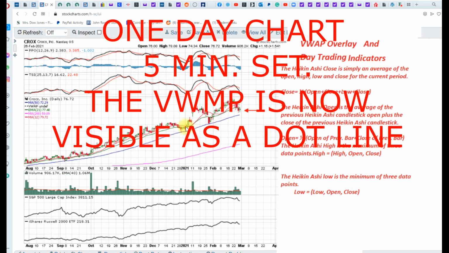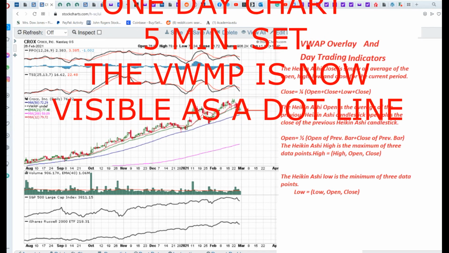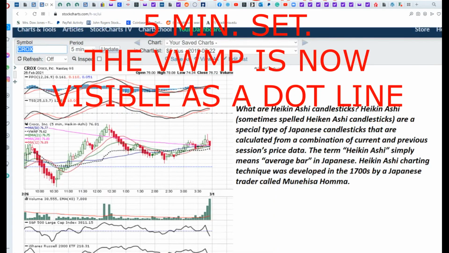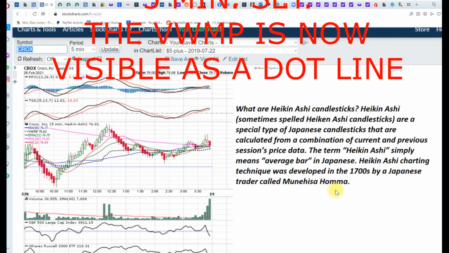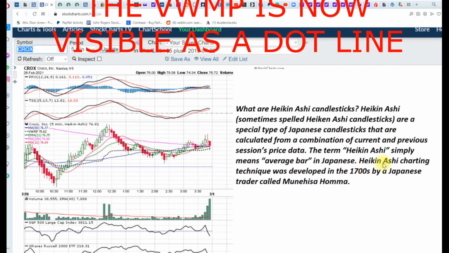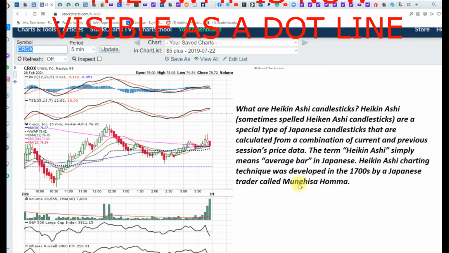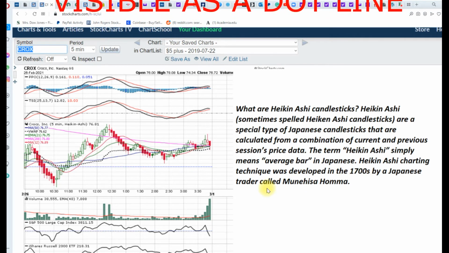This is the regular candlestick, and the other one, Heikin-Ashi, is this other type. This was created by a Japanese guy. What it means is average. The Heikin-Ashi charting technique was developed in the 1700s by a Japanese trader called Munehisa Homma. That's a crazy name, but I don't know if I pronounce it right or not.